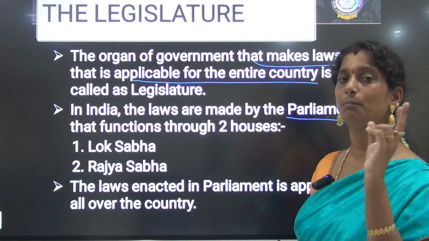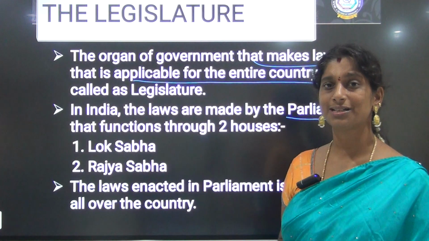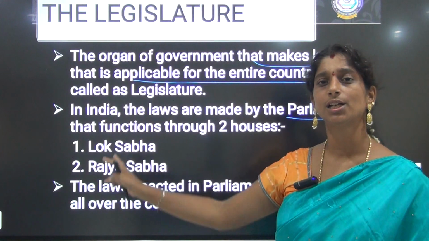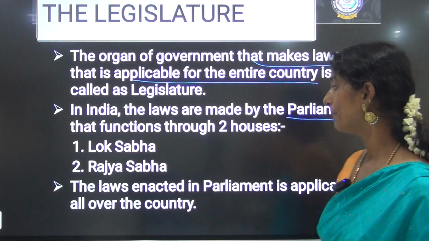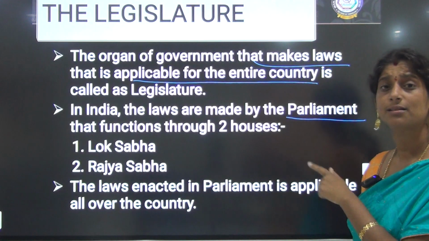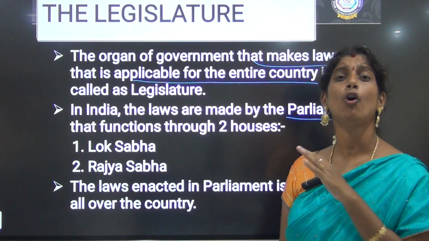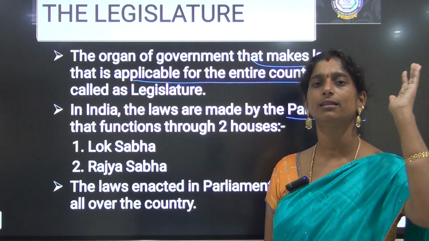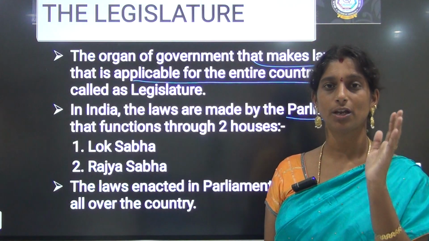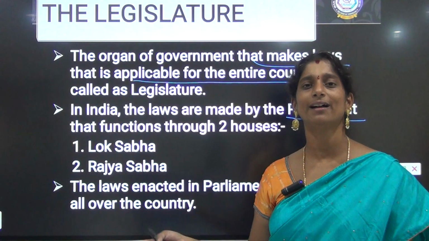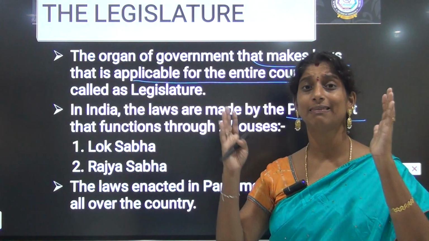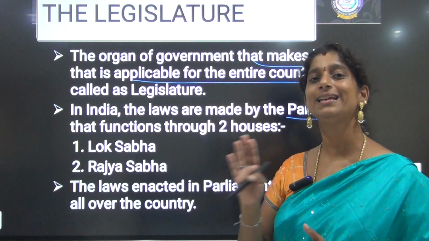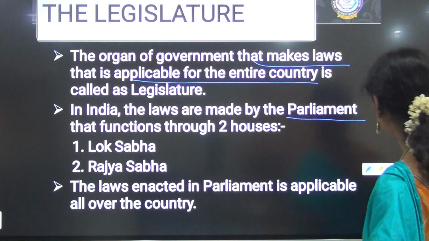The laws and rules are enacted by the legislature, and in India it is parliament, and parliament has two houses, Lok Sabha and Rajya Sabha. Then the law enacted by the parliament is applicable all over the country. So any particular part of the country cannot say that this law is not applicable to us, because all states and all parts of India come under this legislature. So any law passed by this parliament is applicable to the entire country.